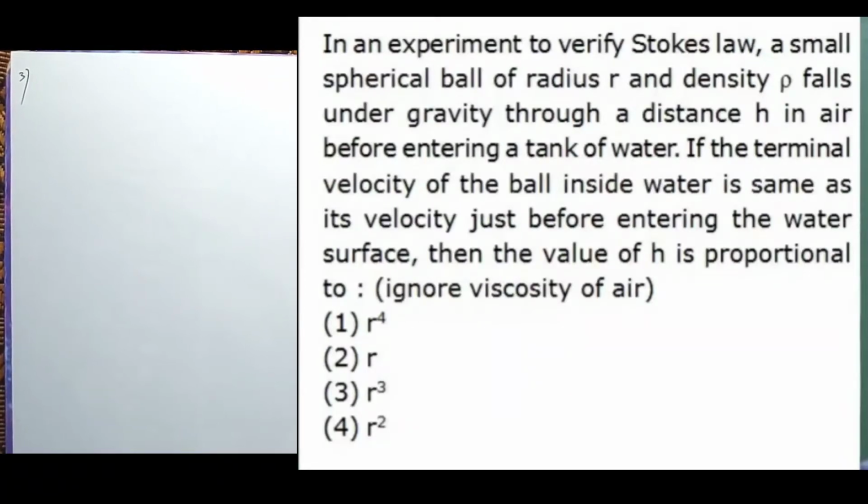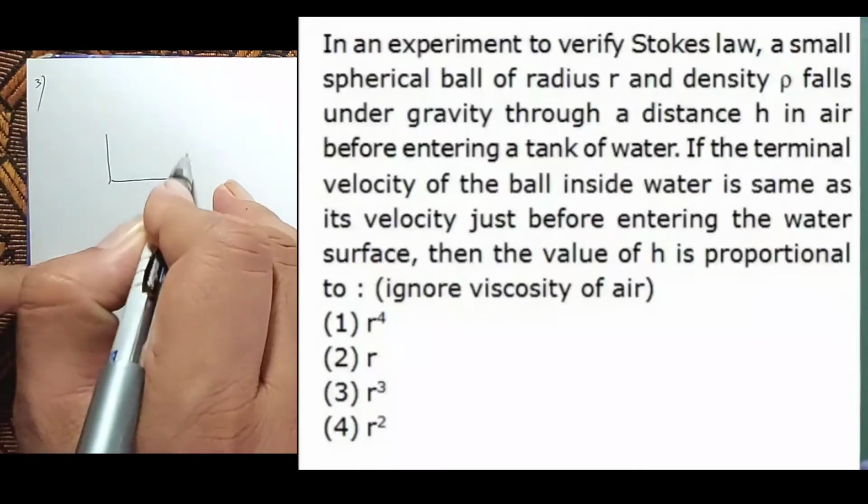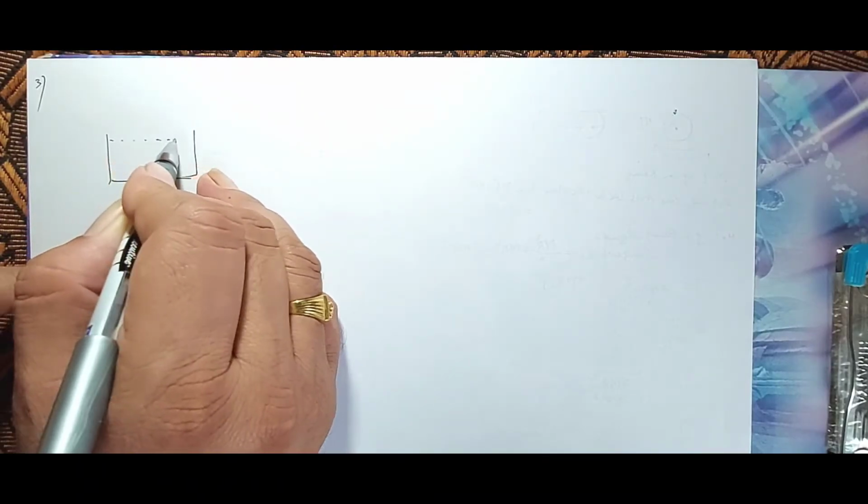So now we are going to discuss another question. In an experiment to verify Stokes' law, a small spherical ball of radius r and density rho falls under gravity through a distance h in air before entering a tank of water. If the terminal velocity of the ball inside the water is the same as its velocity just before entering the water surface, the value of h is proportional to what? So, this is a water tank.